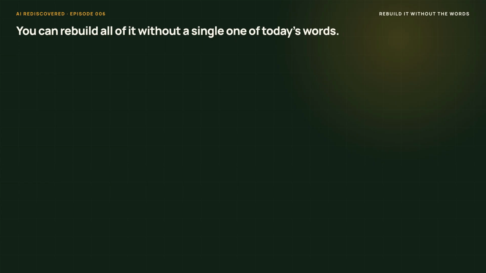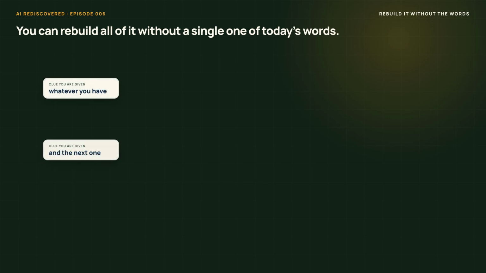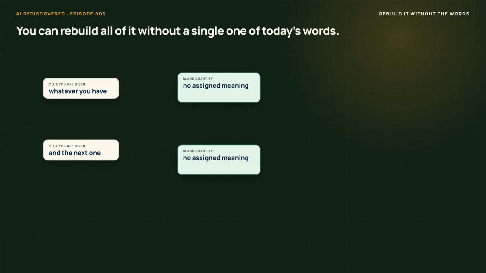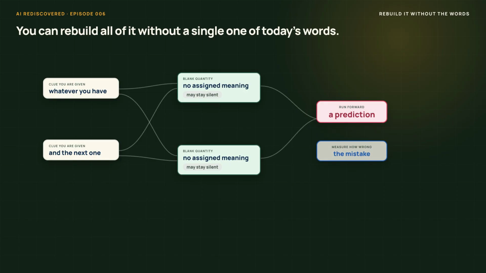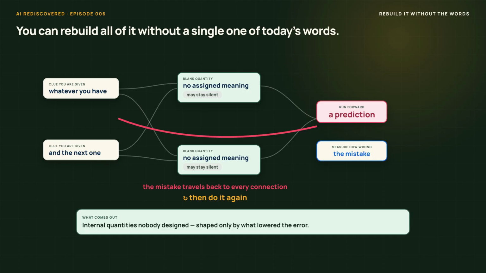Before we finish, rebuild the whole idea without using a single one of today's words. Start with the clues you are given. Put some blank quantities in the middle, and let every clue reach every one of them through its own adjustable connection. Give each of those quantities permission to stay silent. Run your examples forward. Measure how wrong you are. Send that mistake backward to every connection, and take one small step. Then repeat. What comes out are internal quantities that nobody designed, shaped only by what lowered the error.